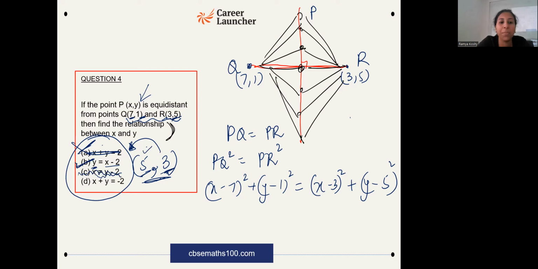x plus y is equal to minus 2. 5 plus 3 is equal to minus 2? No. Okay, so that means this method was fine. It worked over here. Answer will be option B.